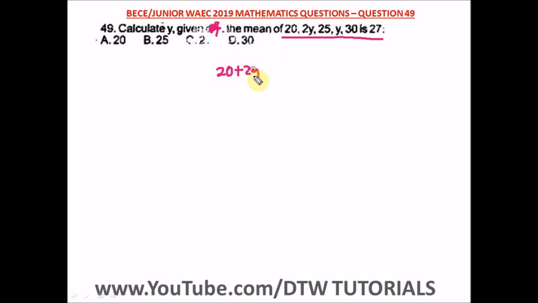First of all, your mean is what? 20 plus 2y plus 25 plus y plus 30 divided by how many data sets do we have? We have 1, 2, 3, 4, 5, divided by 5. It is equal to what? 27. Given that the mean of this is 27. So this is the mean. We have to find y. Okay, so from here, what do we do?